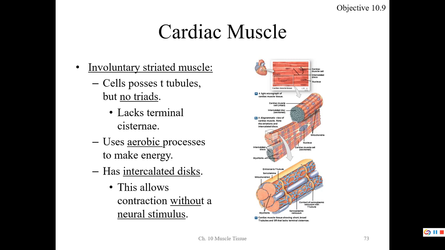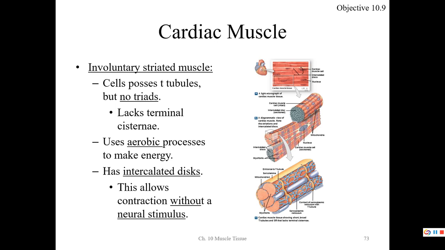Cardiac muscle, I remind my students in AP2 of this when I get to the heart. Cardiac muscle is involuntary striated. There are T-tubules, but they don't have triads because they don't have terminal cisternae. That's what I meant to say. I apologize. I kind of stepped on it a little bit there.